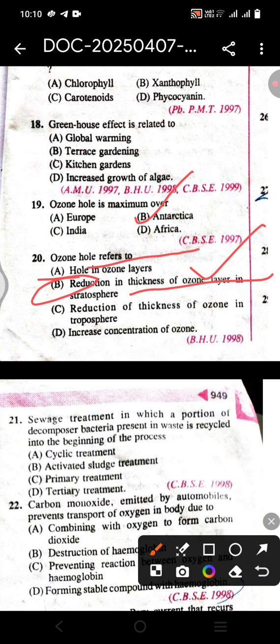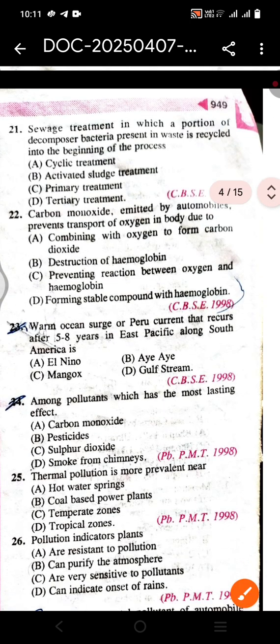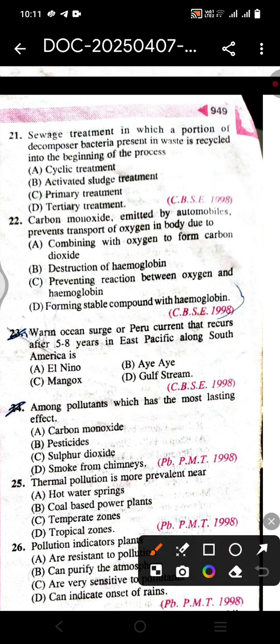Sewage treatment, in which a portion of the decomposer bacteria present in waste is recycled into the beginning of the process. So it is option B, activated sludge treatment. Next one, carbon monoxide emitted by the automobile prevents transport of oxygen in the body due to, so it forms a stable compound with the hemoglobin, carboxyhemoglobin. So there will be no bonding between the oxygen and hemoglobin. So option number D is correct one.